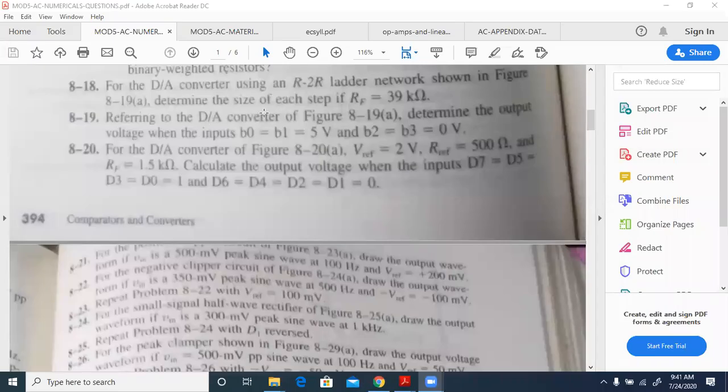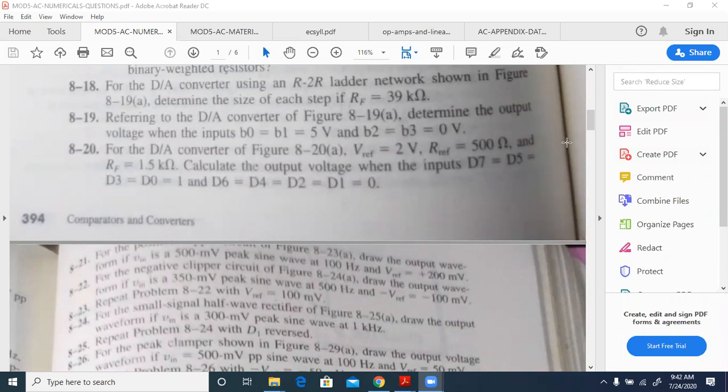So hello, welcome everyone. We were in 8-20. That is for the DA converter, we had V reference equal to 2 volts, R reference equal to 500 ohms, RF equal to 1.5 kilo ohm. We need to calculate the output voltage when the input D7, D5, D3, D0 is equal to 1, and D6, D4, D2, D1 is equal to 0.